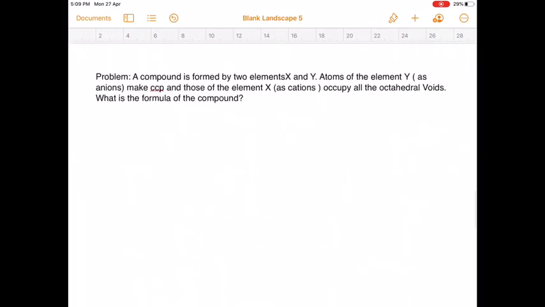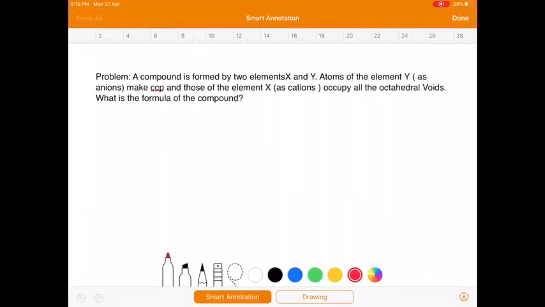So, problem. Let us read the question first. A compound is formed by two elements X and Y. Atoms of the element Y as anions make CCP, that is the cubic close packing, and those of the element X as cations occupy all the octahedral voids. What is the formula of the compound? So this is the problem.